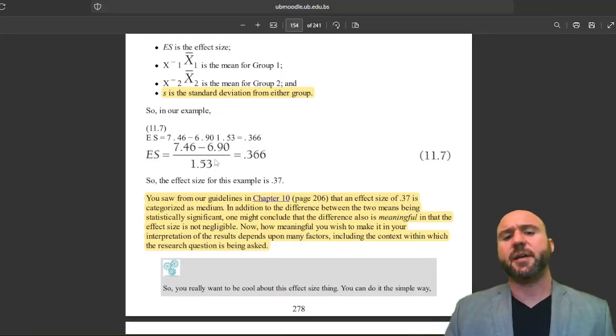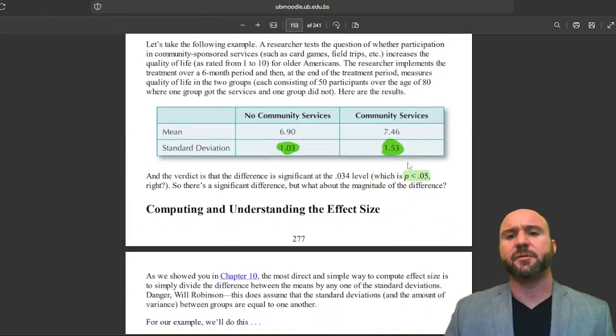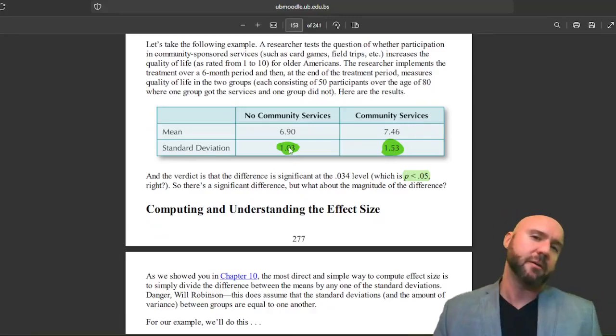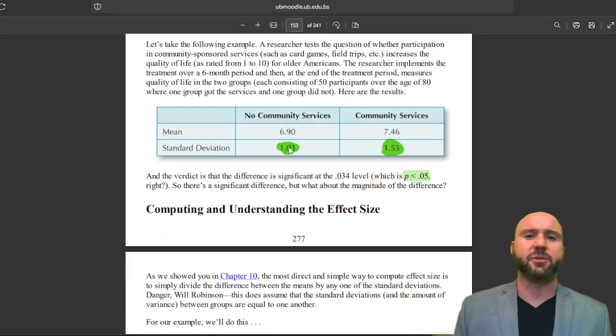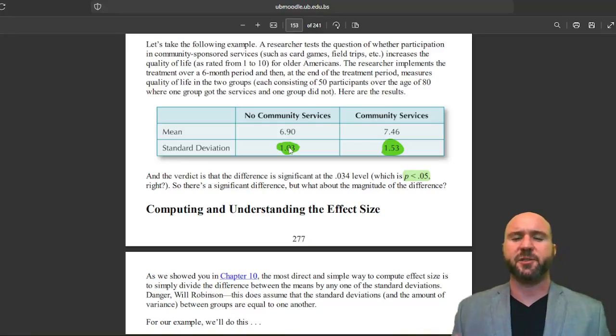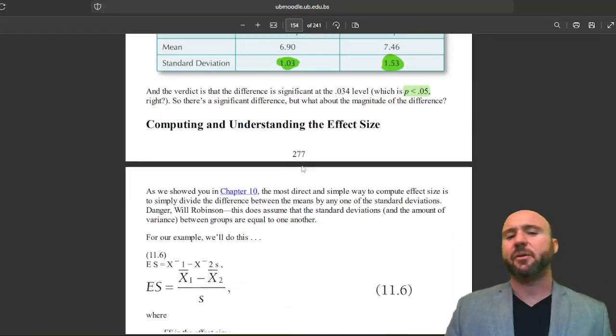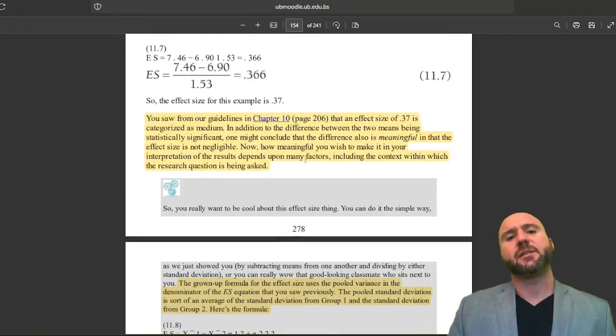But then they use the standard deviation of the group with community service. Why not use the standard deviation of the other group? How did they come to that conclusion? Why are we using one versus the other? If we were going to end up with a negative number, should we use the standard deviation from that group? I don't really know. It's a judgment call.